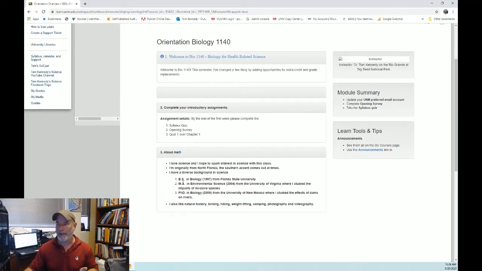I have 3 degrees. I got my degree from Florida State. I'm representing today. I'm actually double representing. That's a lot. And I got a master's in environmental science from the University of Virginia in 2004 on invasive species. And I got my PhD right here at UNM. I love this place. I love UNM so much that I never really left. I've always been around here.